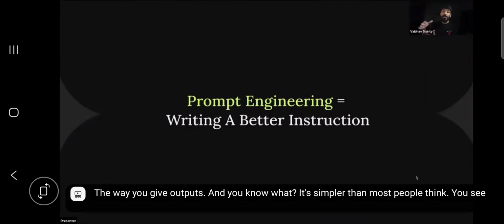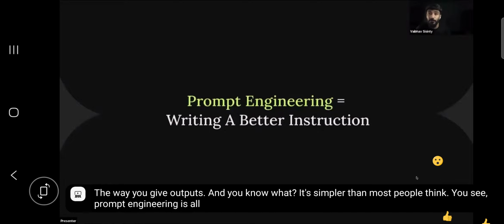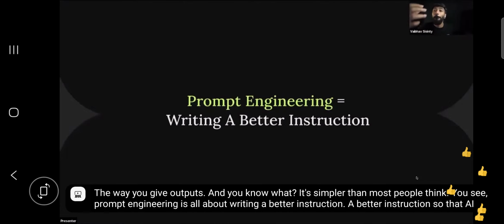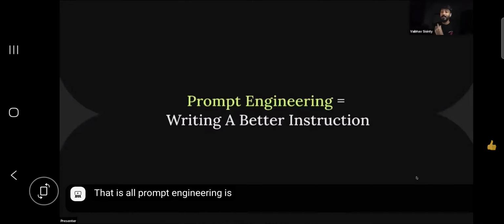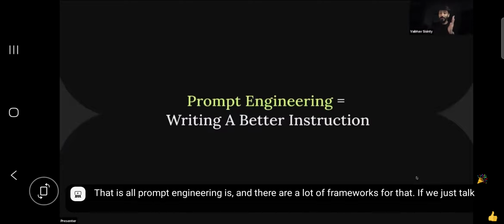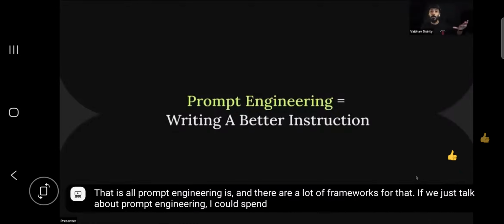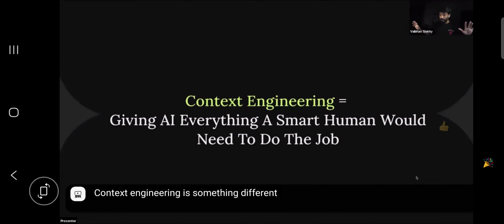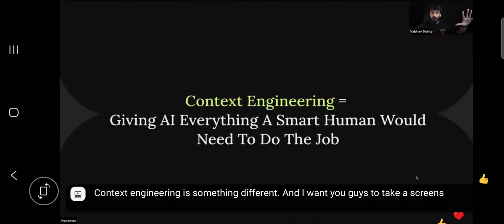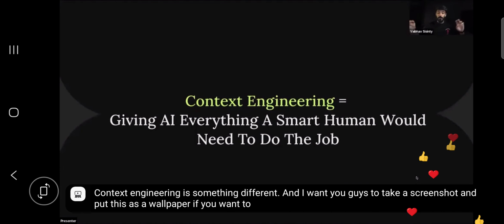Prompt engineering is all about writing a better instruction, so that AI can perform better. That is all prompt engineering is. And there are a lot of frameworks for that. If we just talk about prompt engineering, I could spend like 5 hours on it. But context engineering is something different. I want you guys to take a screenshot and put this as a wallpaper if you want to. This is very important.